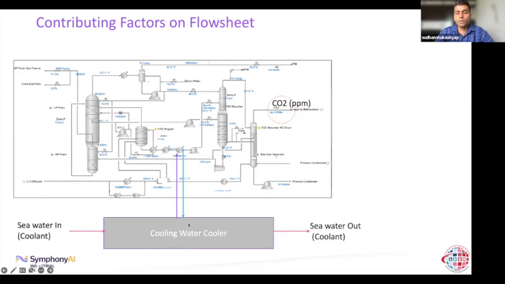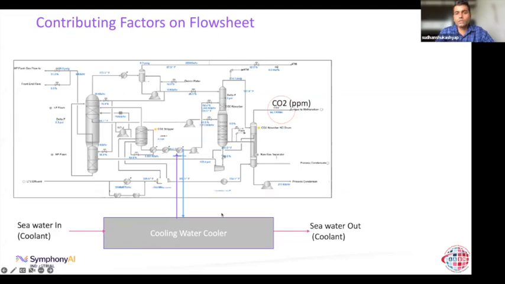So we have a cooling water system also, which is very much upstream of this process, which is sending the required water to cool the amine and reduce the temperature. Basically, these cooling water coolers utilize seawater as a coolant in this particular case.